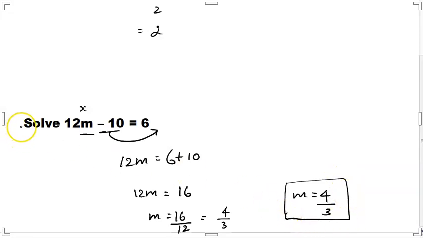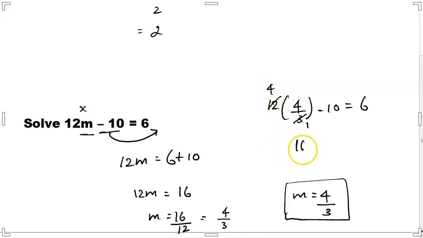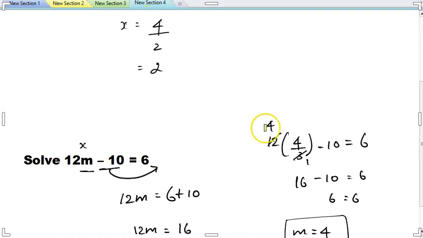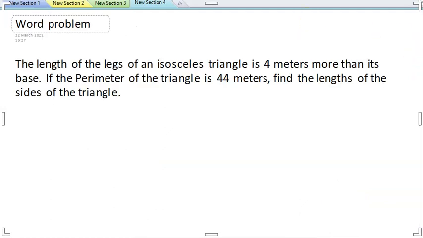Now I shall clear another part, substituting the value of m in the question. Let us check whether this equation is satisfied, is balanced or not. 3 times 4 is 12... so 4 times 4 is 16 minus 10 equals 6. So 6 equals 6. Yeah, so we got the answer right. So next we are going to see about a word problem.